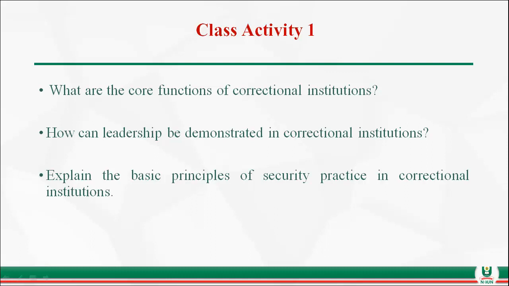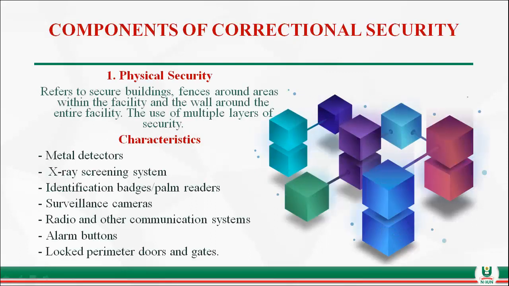Okay, now let's take on the next aspect of this lesson, which is the components of correctional facilities. Correctional security. Now we're looking at correctional security. Now, what are those components? What are the elements of correctional security? The first one here is physical security. I mentioned this before. It has to do with securing the buildings with fences around areas with the facility and the wall around the entire facility. The use of multiple layers of security, all right.